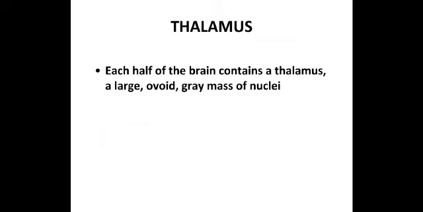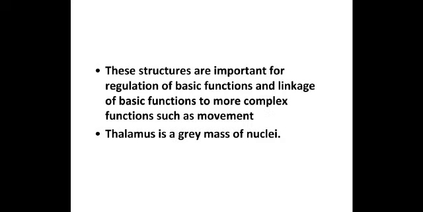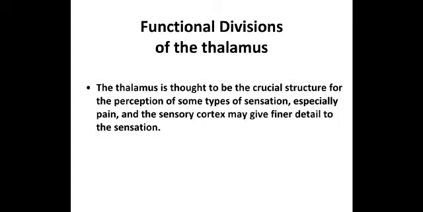So once again, each side of the brain contains a thalamus, which is a large ovoid grey mass of nuclei. So all the subcortical structures are grey matter. These structures are important for regulation of basic functions and linkage of basic functions to more complex functions such as movement. Thus, it's a grey mass of nuclei. Once again, to revise, the thalamus is thought to be a crucial structure for perception of some types of sensation, especially pain, and the sensory cortex may give finer detail to sensation.